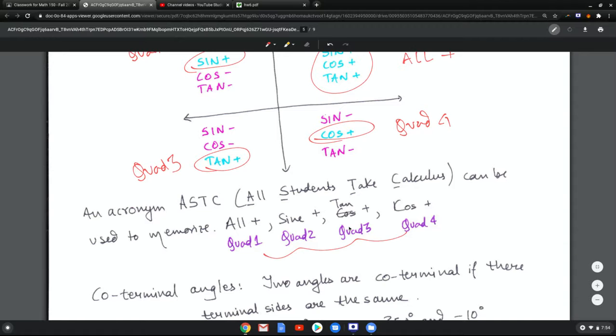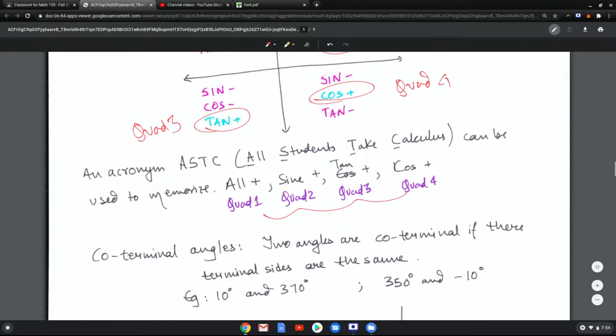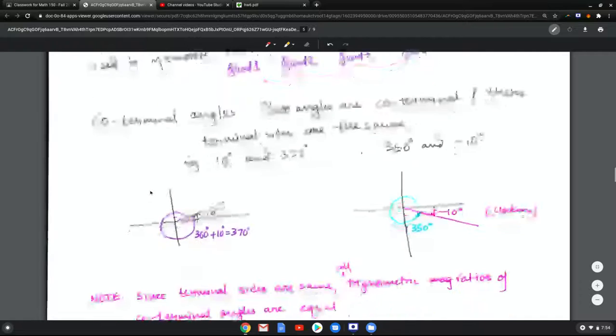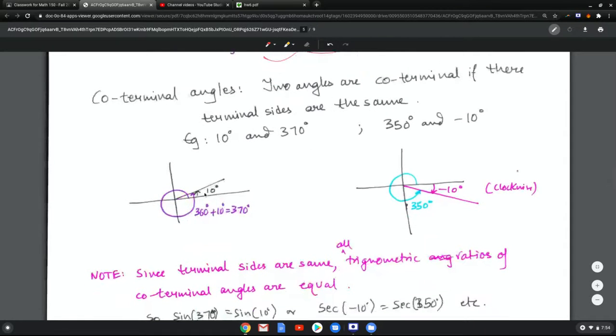Okay, so we already learned what a terminal side is. Now next we're going to define something called a coterminal angle. Two angles are coterminal if their terminal sides are the same. Example, 10 degrees and 370 degrees. And 370 degrees is 360 plus 10, which means it's one full circle and then 10 degrees. So it ends up at the exact same place.